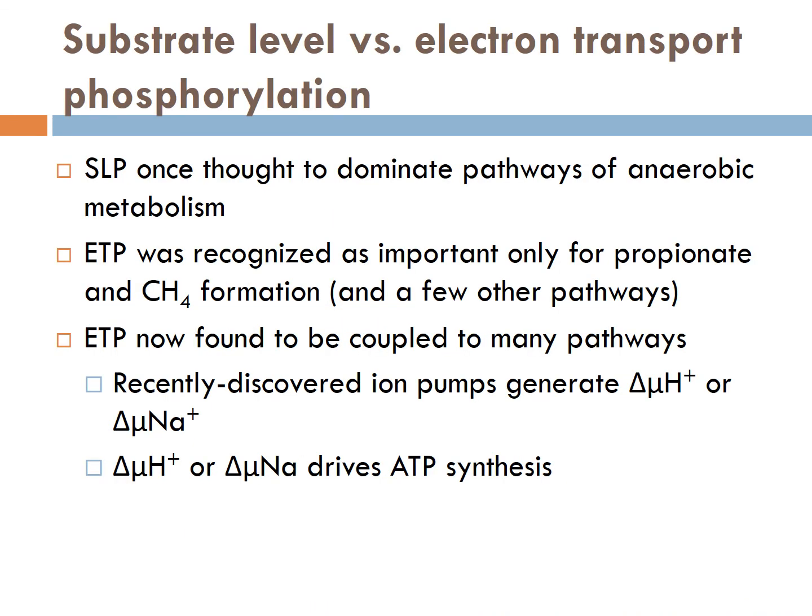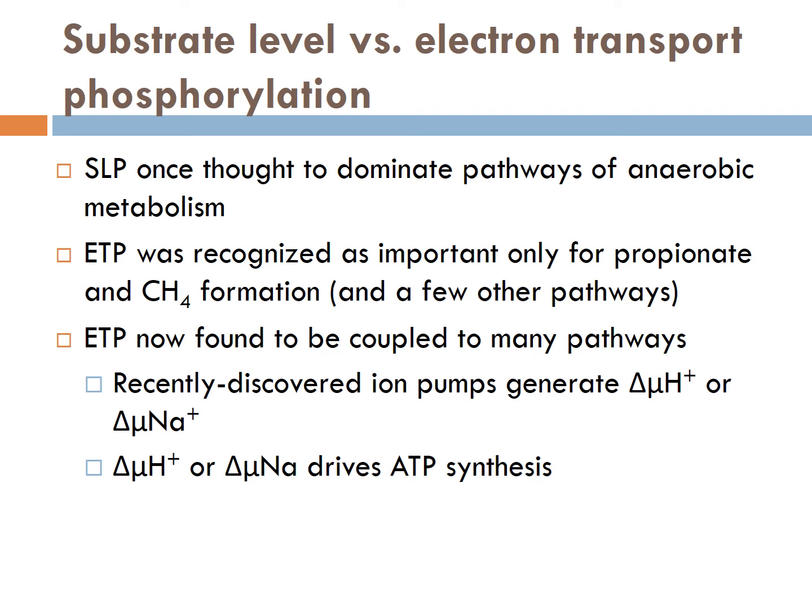We'll end this lecture with a discussion of the importance of substrate level versus electron transport phosphorylation. The pathways presented in this lecture suggest that most ATP is produced by substrate level phosphorylation, and indeed, substrate level phosphorylation was once thought to dominate pathways of anaerobic metabolism. Electron transport phosphorylation was recognized as important only in a few cases, for propionate production and for methanogenesis, as well as a few other pathways.